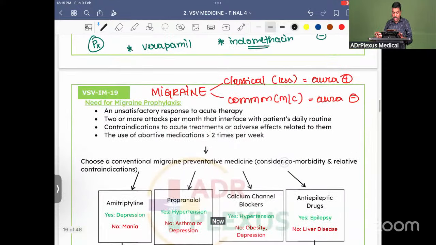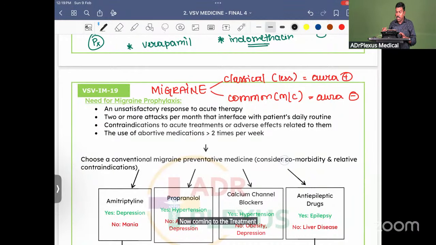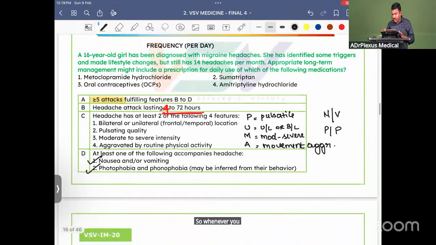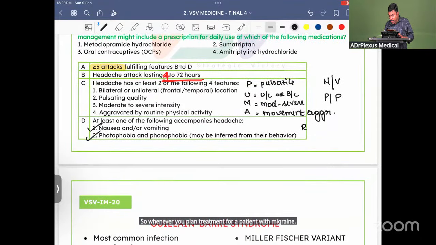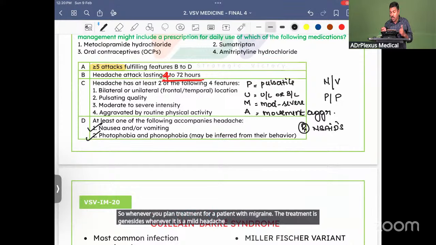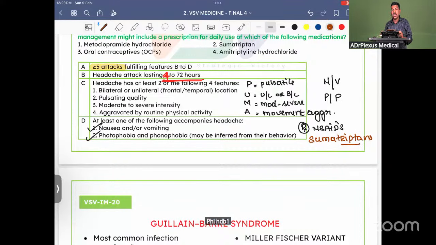Now coming to the treatment of migraine. Whenever you plan treatment for a patient with migraine, the treatment is NSAIDs whenever it is a mild headache. Whenever it is more severe, you can go for sumatriptan. Triptans can be given, which are 5-HT1B/1D agonists. We have rizatriptan, eletriptan and all. And we also have CGRP analogs and monoclonal antibodies, right? Calcitonin gene related peptide associated drugs are there.